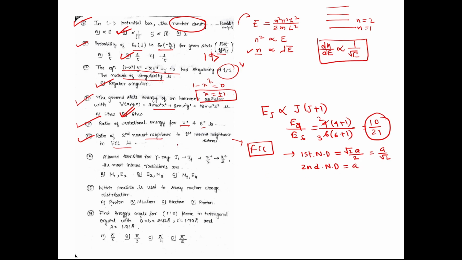So second nearest neighbor distance will be a. If we want to find the ratio of second nearest neighbor to first nearest neighbor, then it gives a divided by a by root 2, so it will be only root 2. Okay, so the answer will be root 2.